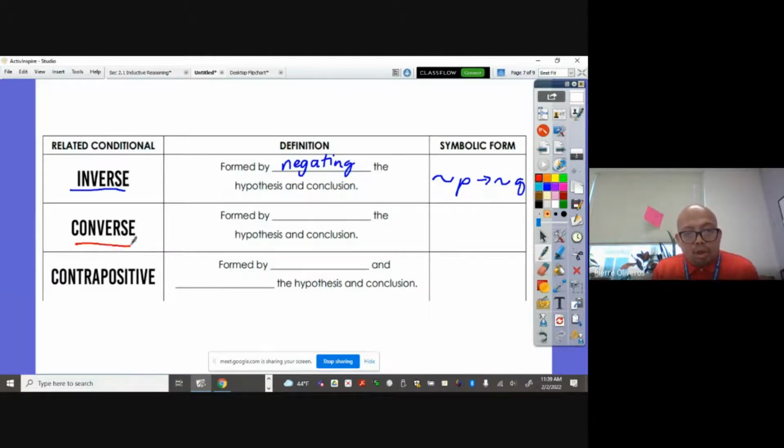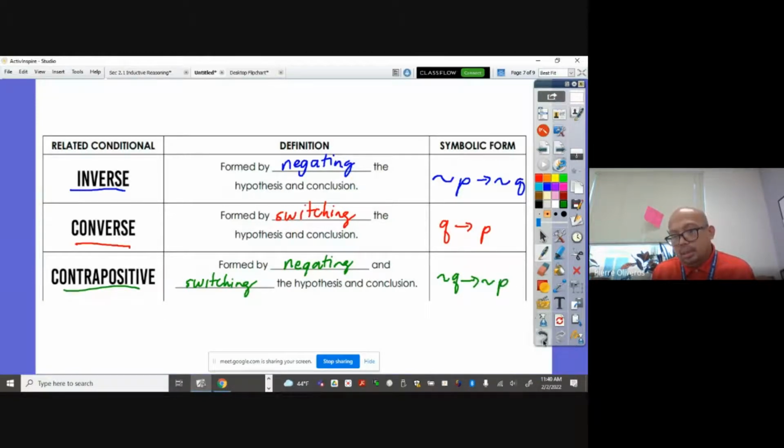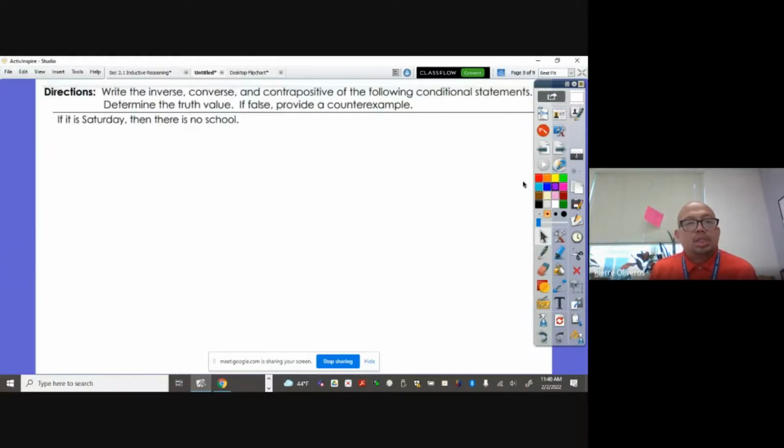The converse is formed by switching. You swap the hypothesis and conclusion, so it becomes Q implies P. The contrapositive is formed by negating and switching the hypothesis and conclusion. So you make it not Q, implies not P. Okay, let's apply this on a conditional statement.